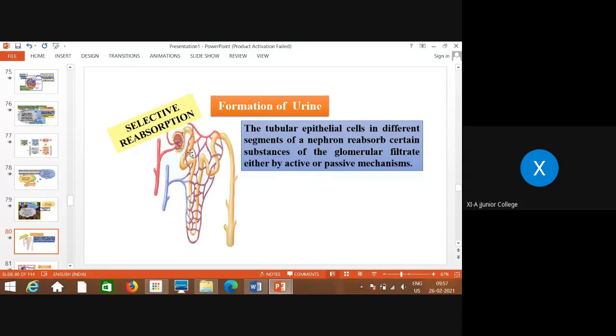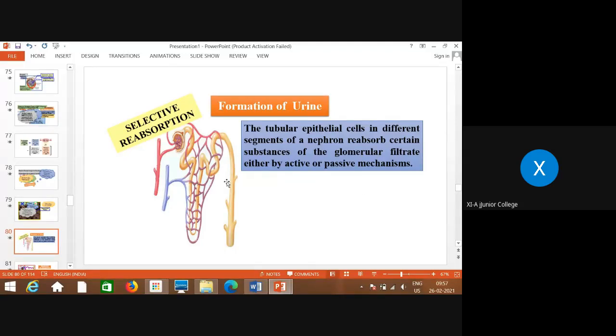Microvilli are very small outgrowths which look like hair-like structures, and they give the appearance of a brush border. Because of this structure, the epithelial cells present in the inner lining of the PCT increase the area of absorption. So these tubular epithelial cells in the different segments of the nephron reabsorb certain substances of the glomerular filtrate, either by active or by passive mechanism.